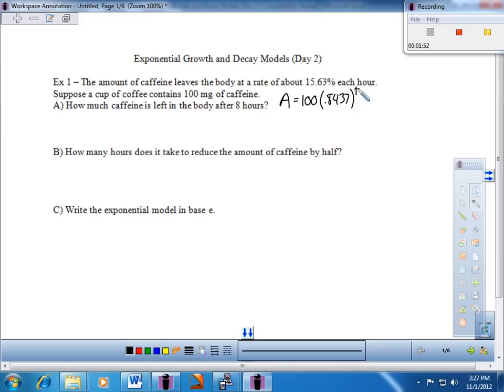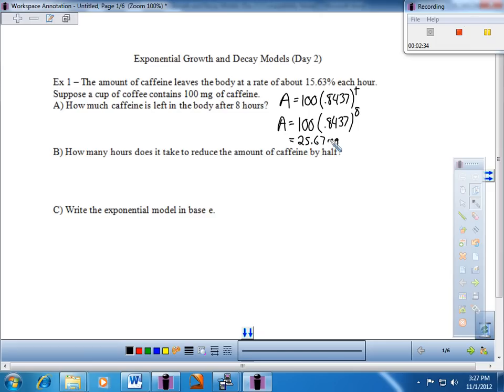So let's go for it. I won't bring up the calculator here; I think you can pull this one off. Basically, after 8 hours, so our t is designated in hours, so 0.8437 raised to the 8th. We've had a lot of practice with this previously. On my calculator, as you guys are typing away, I get about 25.67 milligrams. So according to this model, after 8 hours, there's still a little over a quarter of the caffeine left in your body.